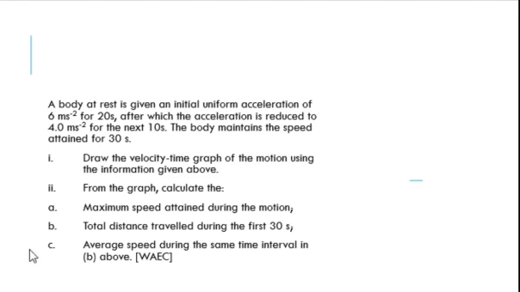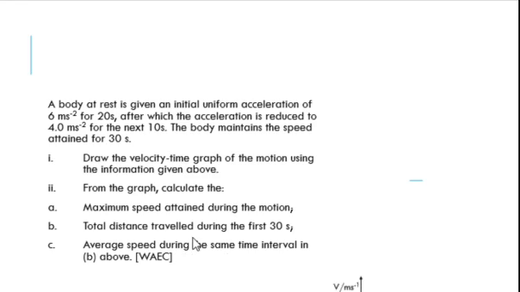Calculate A, the maximum speed attained during the motion; B, the total distance traveled during the first 30 seconds; and finally C, the average speed during the same time interval in B above. This is coming from Y.